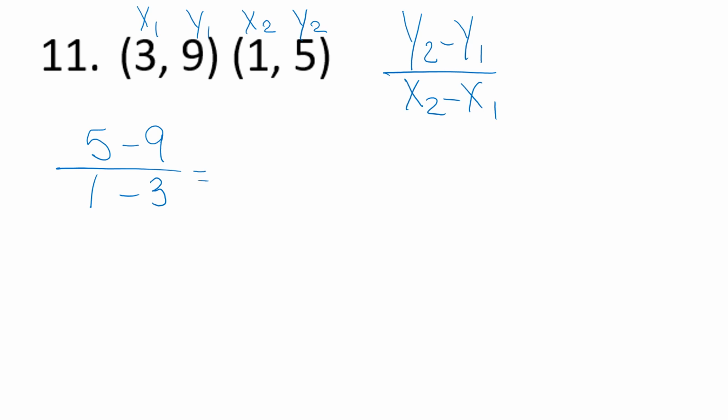5 minus 9. You could remember that you need to add the opposite, or you can just know your rules. That would be a negative 4. And the same thing with 1, add the opposite here. So 1 plus negative 3 would be negative 2. We know that a negative divided by a negative will cancel, so that's going to be a positive automatically. And then 4 divided by 2 would be 2. So the slope is going to be 2.